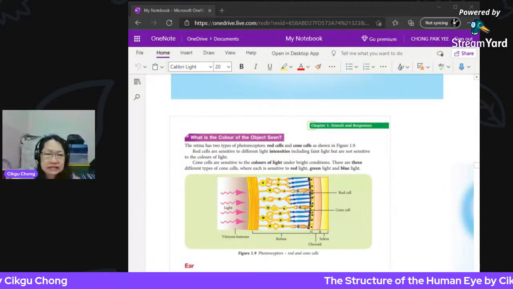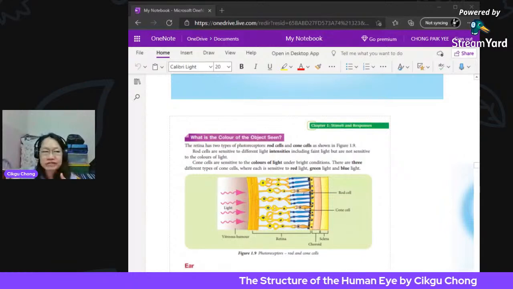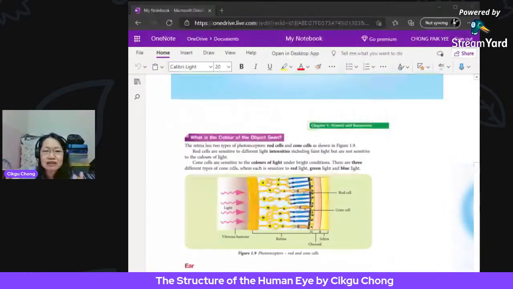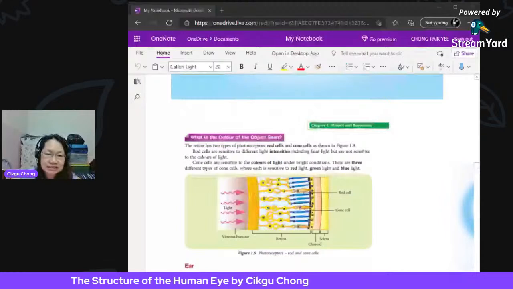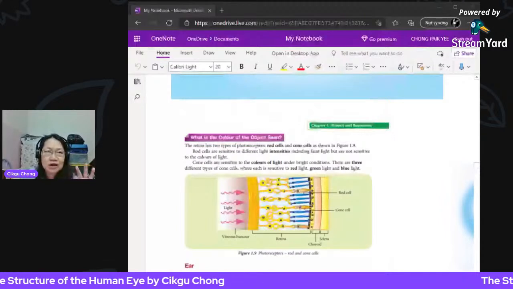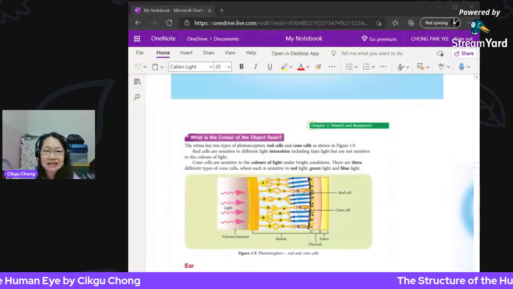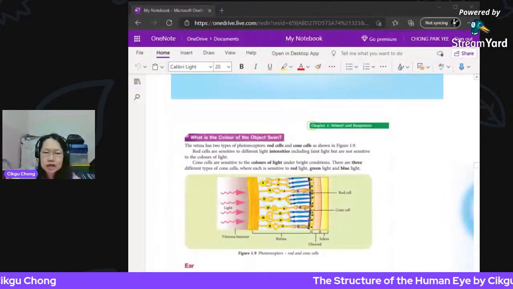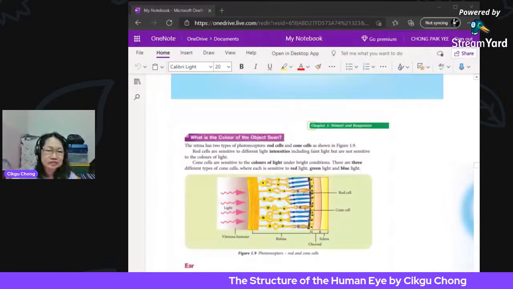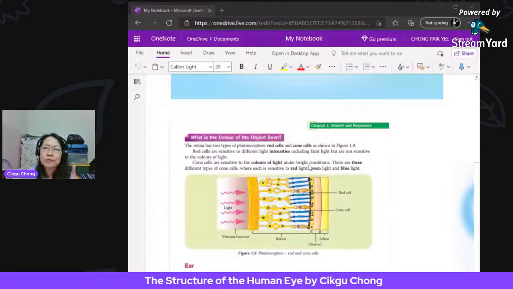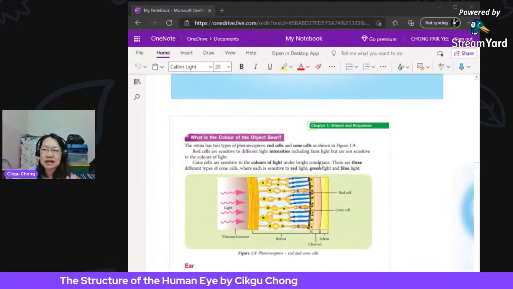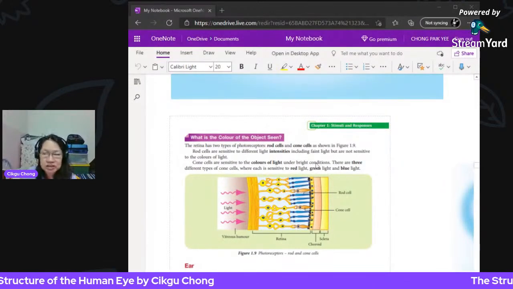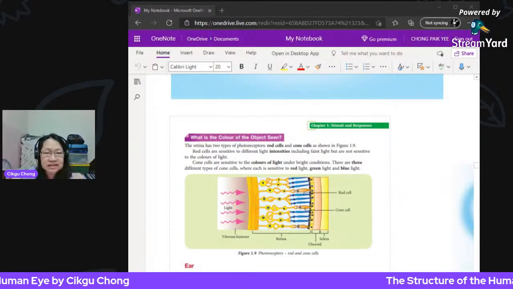Okay, that is important. When it is very dark, no matter how colorful the thing is, you actually cannot see the color. No matter how bright the color is, if there's not enough light, you cannot see the color, right? So cone cells are sensitive to the colors of light under bright conditions. Only with enough light can you actually see the color.